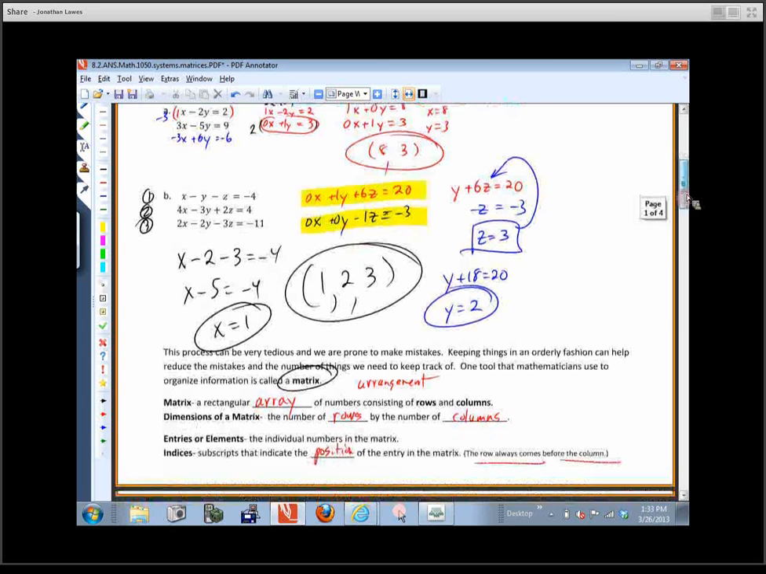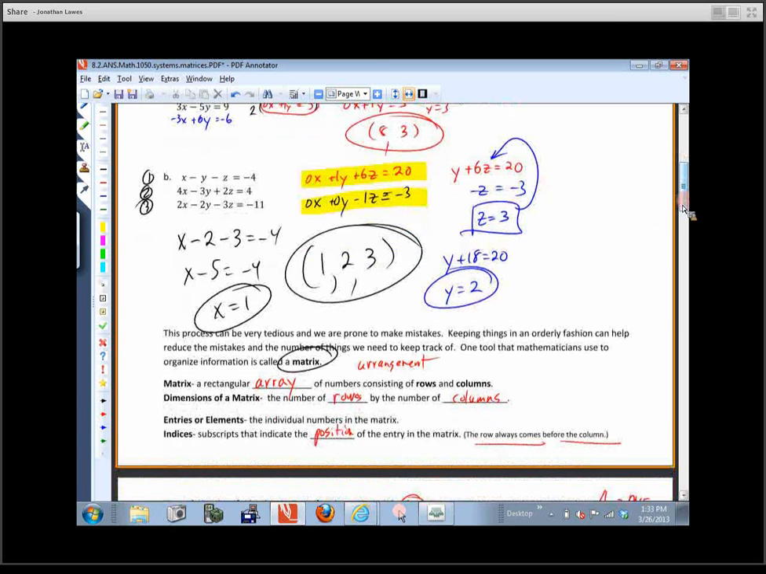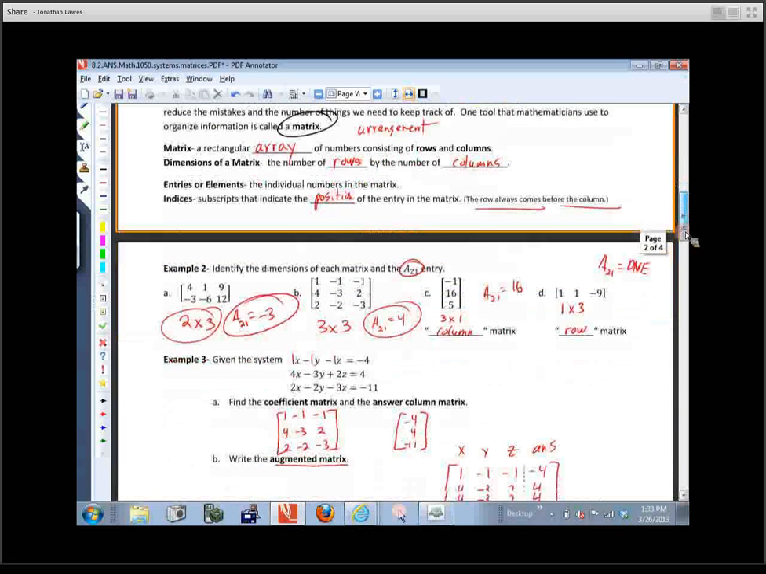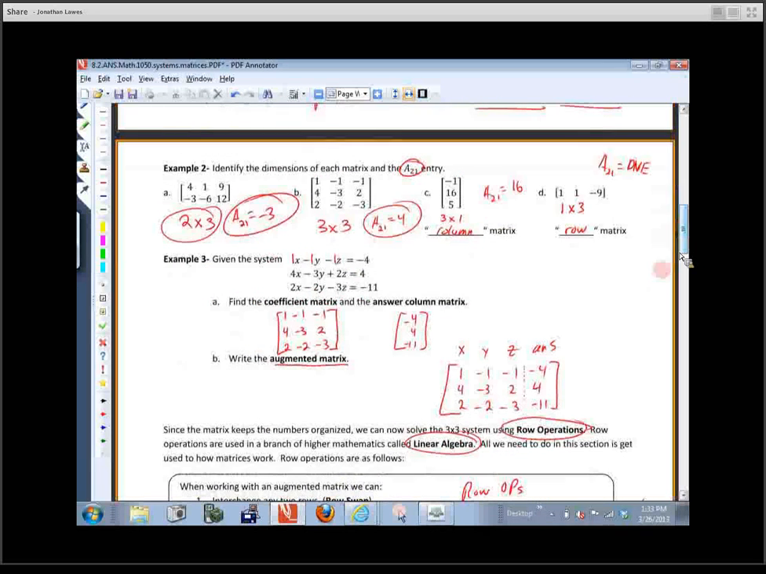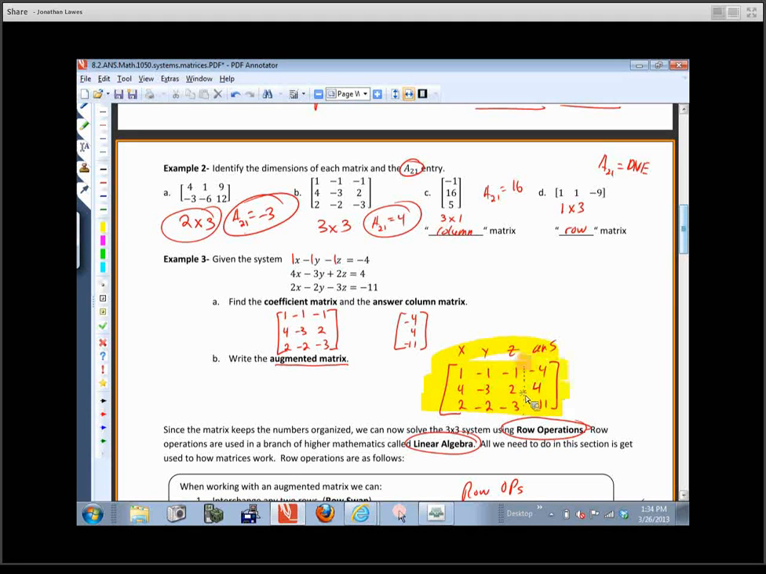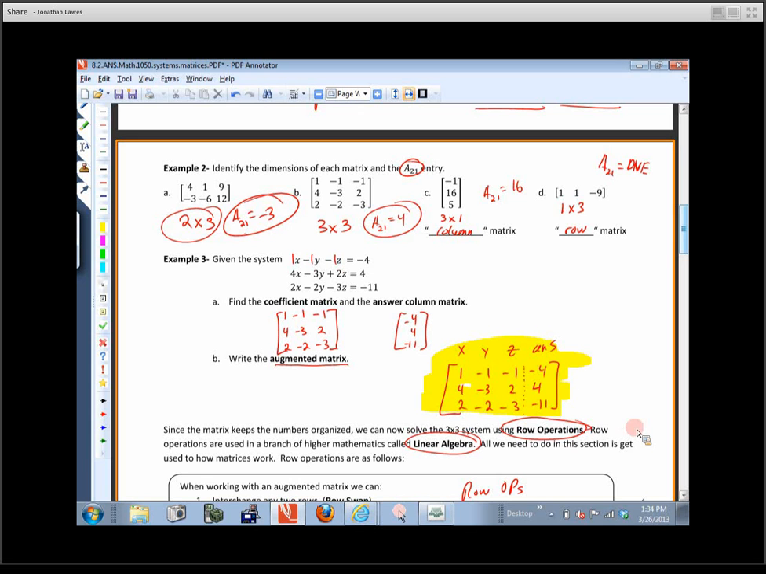So we talked about how we can use a matrix. A matrix is a rectangular arrangement of numbers to keep everything nice and neat and organized. We talked about the dimensions, the rows and the columns, the entries, and all that sort of stuff. We talked about how we can name the dimensions and how we can name the element there. So the 2, 1 matrix, or the A2,1 entry, is the one that's in the second row, first column. We talked about how we can write down a coefficient matrix and a column matrix. And then this is what we're usually dealing with, at least in this section, what we call an augmented matrix. And this is what keeps things organized for us. X column, Y column, Z column, and then an answer column over here.